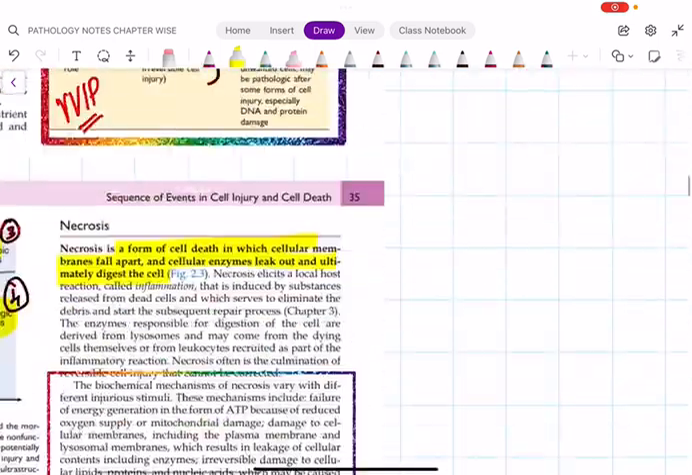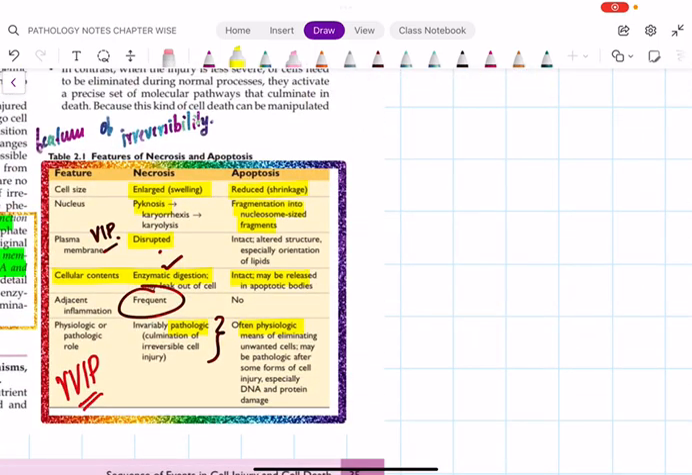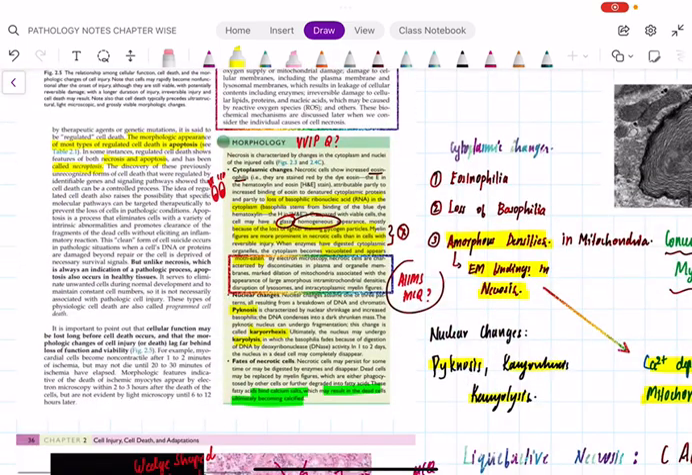Let us see what are the features of apoptosis here. The cell is going to shrink. The nucleus is undergoing fragmentation to form nucleosomes. The plasma membrane remains intact. Since the plasma membrane is intact, there won't be any adjacent inflammation. Remember, apoptosis may be both either physiological or pathological.